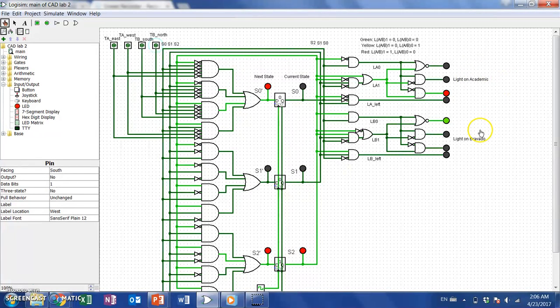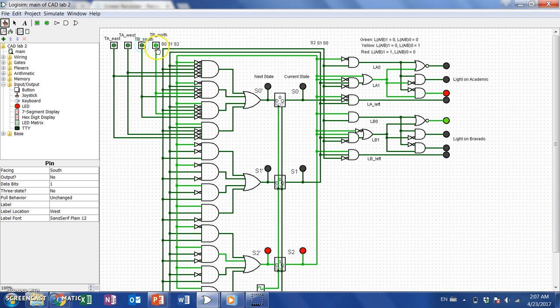And when it turns red on Academic, the light on Bravado will turn green, allowing straight traffic for Bravado. So if there are any cars on Bravado that are moving straight, the sensors on Bravado will detect moving cars, and letting the simulation run, it will stay in this state since there are still cars moving that are detected by sensors, and also it doesn't matter which sensor.